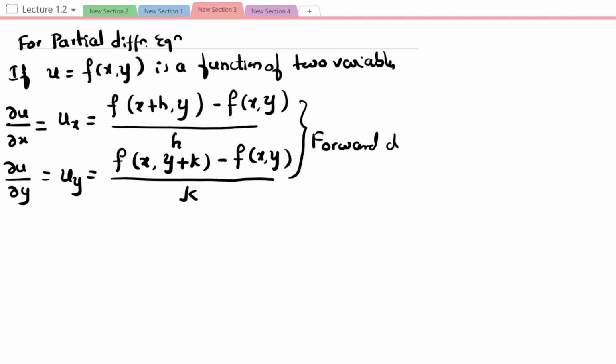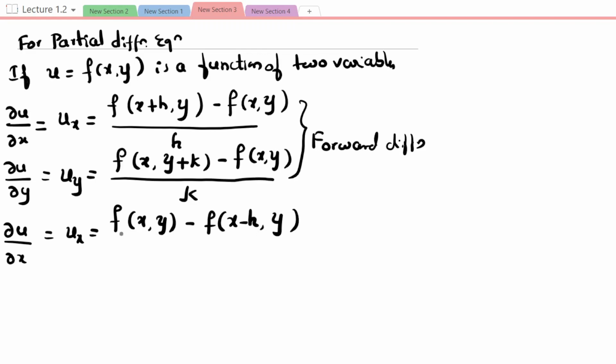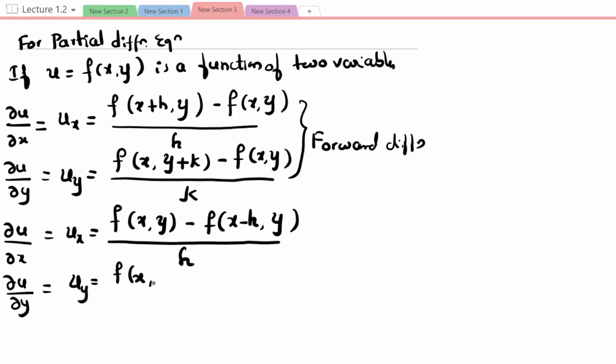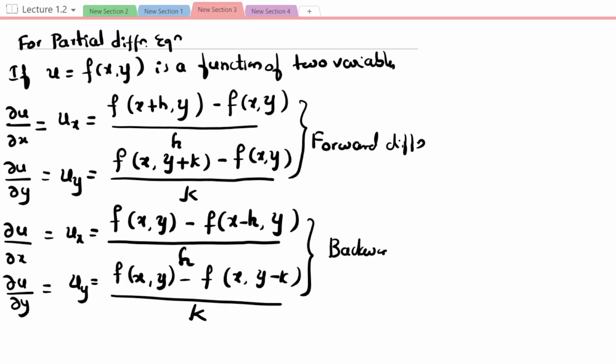These are the forward difference approximations. Next, backward. Dou u by dou x is u x, equal to f of x y minus f of x minus h comma y, whole divided by h. Here we subtract h. And the backward difference for y, dou u by dou y, u y, is f of x y minus f of x comma y minus k, whole divided by k. These two are backward differences.